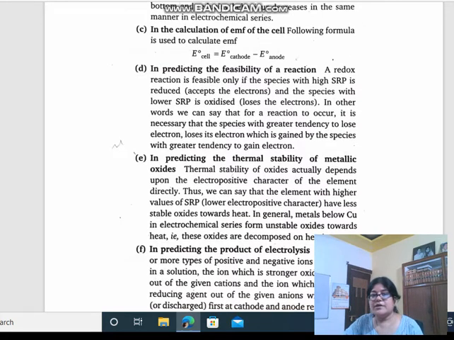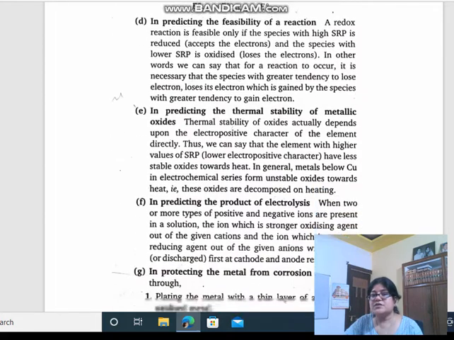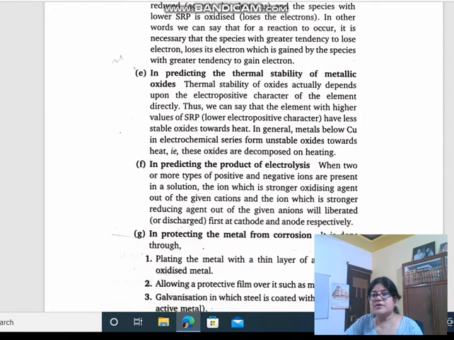So it is not clear over here. Similarly, for a reaction to occur, it is necessary that a species with greater tendency to lose electron loses its electron which is gained by the species with greater tendency to gain electron. So it is just useless, just go to another one, it's not clear.